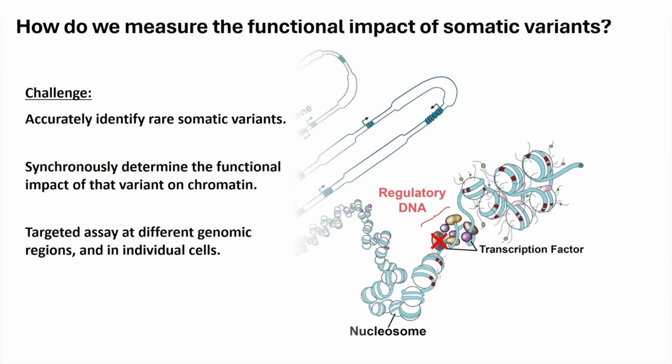Really, the challenges that we face when trying to understand this is that we need to be able to accurately identify these rare somatic variants. And also, we need to accurately identify the function of those rare somatic variants at the exact same time. Specifically, how do they disrupt the chromatin or disrupt how these proteins are interacting with the genome? Furthermore, we need an ability to do this in a targeted manner as well as in individual cells, so we can do this robustly across the different variants that we're identifying as part of the SMaHT catalog.